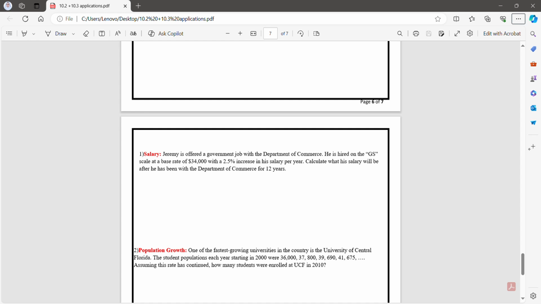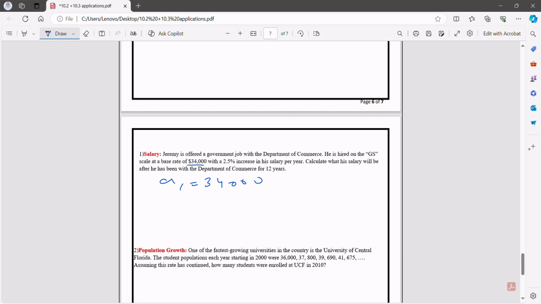Okay, next question. If you read the question, it's about salary. They are saying that the starting salary is 34,000. It means that A1 is 34,000, and the increment is 2.5%. You can see here they are saying 2.5% increase. Here they give you the increment as a percent.